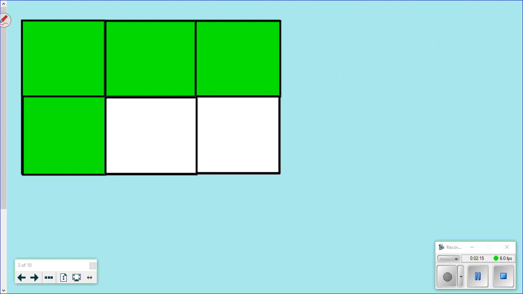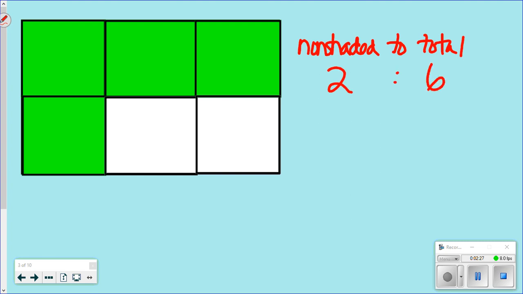So another thing you could do would be non-shaded to total boxes. So the non-shaded would be 2, total boxes would be 6, and you would reduce to 1 to 3. So 1 to 3 would be your ratio. There's so many different things you could do in here. You could have your total to your shaded. You could have your non-shaded to shaded. So as long as you do what they want first, it's pretty easy to write the ratio. Just make sure you reduce.